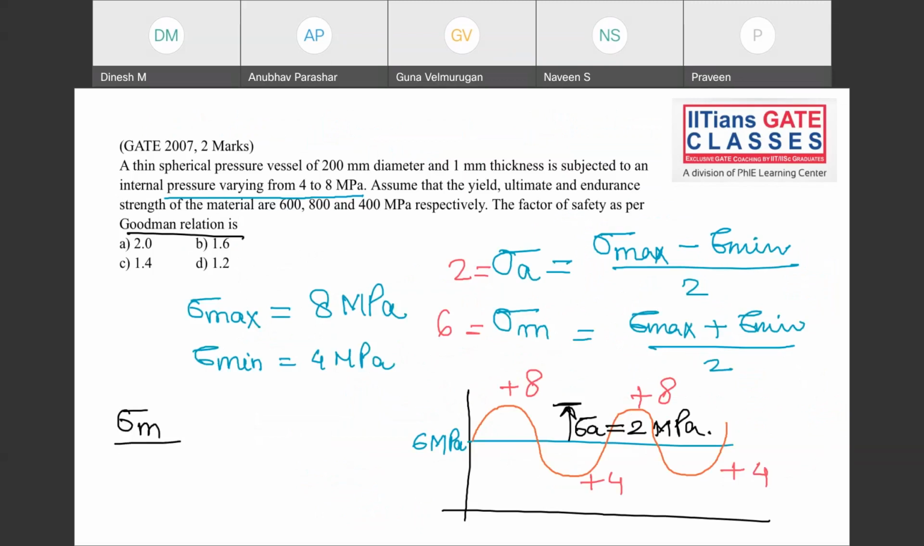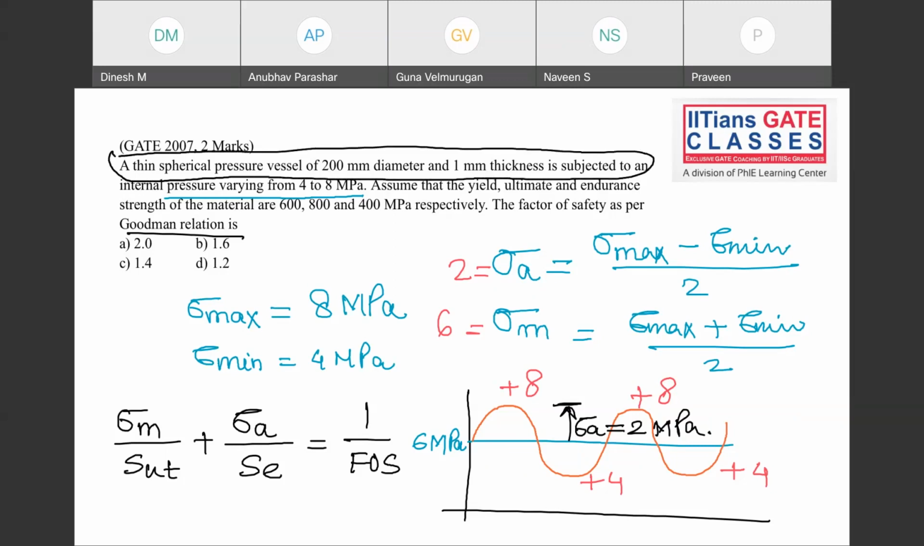Sigma M divided by SUT plus sigma A divided by SE is equal to 1 upon factor of safety. Also this is a thin pressure vessel, right? This is a thin pressure vessel. I have not read the equation properly. You have to use a little bit of strength of materials also. I'm giving you the concept.